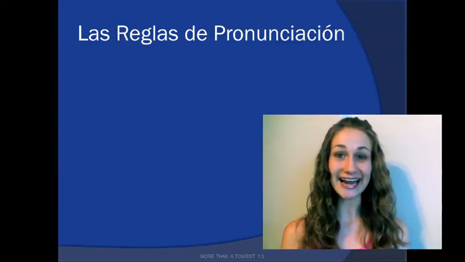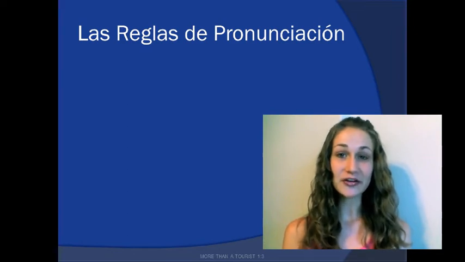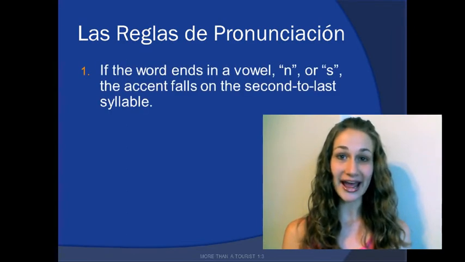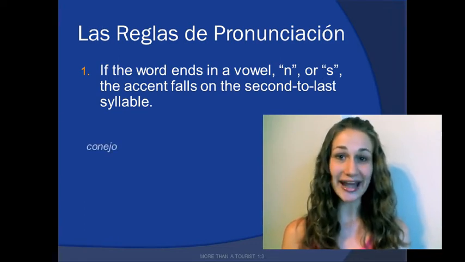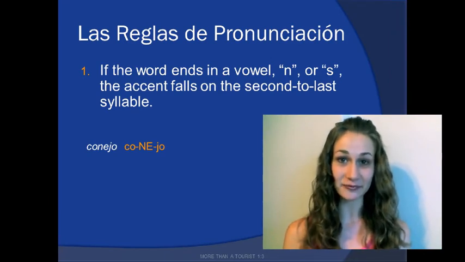Finally, we look at las reglas de pronunciación, the rules of pronunciation. How do you know which syllable to stress? Well, there are only 3 simple rules. The first is, if the word ends in a vowel, an N or an S, the stress falls on the second to last syllable. So this first word is conejo. Try to pronounce the following words before you hear me say them, following this rule.